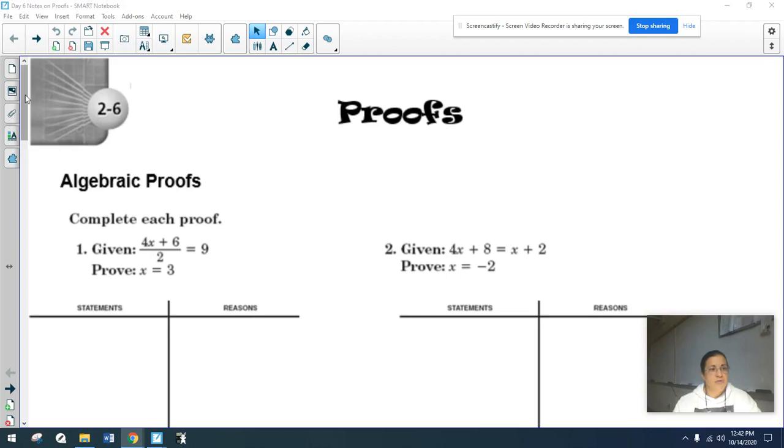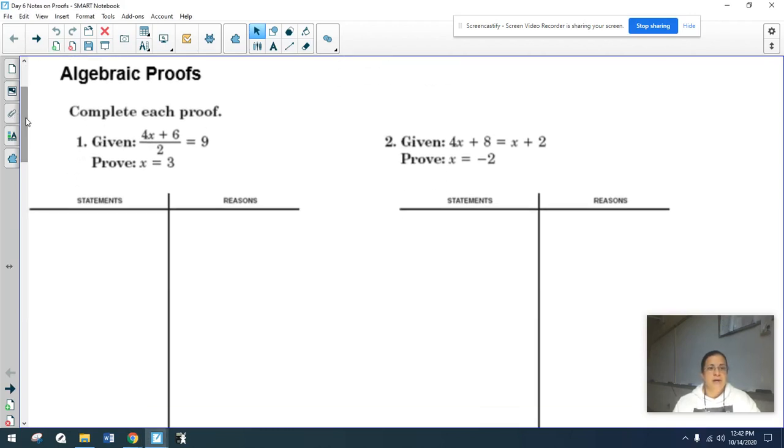Okay, so algebraic proofs are the easy ones. Those ones you're just basically solving a problem on this side and you're giving me each reason why on the other side. That's why it's in logic, because you're using logic. You're trying to figure out logically why you're doing each step. So some of these are going to have a certain amount of steps. You may or may not know how many steps are in each one.